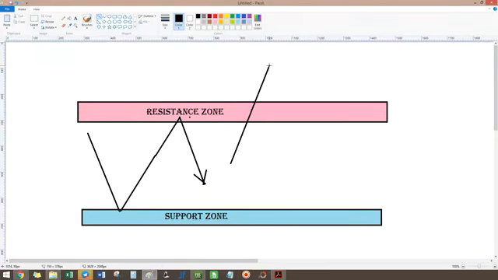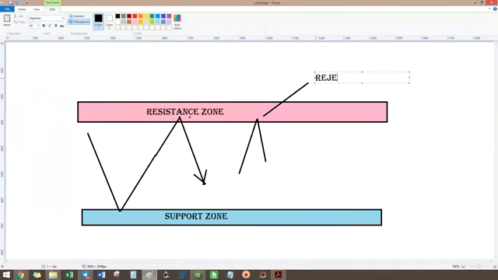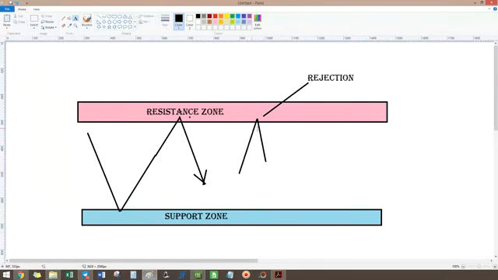So how to know it is a resistance? If it goes like this, it is not a resistance if it does not have the history. But if it goes like this and like this, we call that rejection. So this rejection is enough for us to take it as a resistance zone. Do you understand, Michael? The price moves to the next.